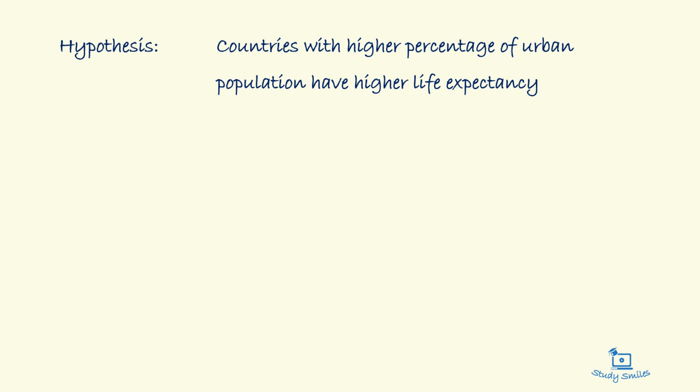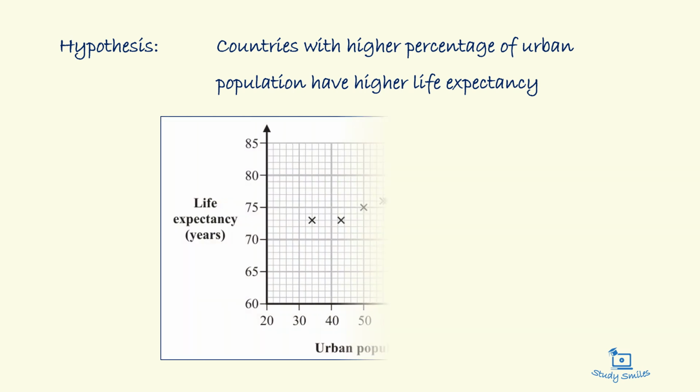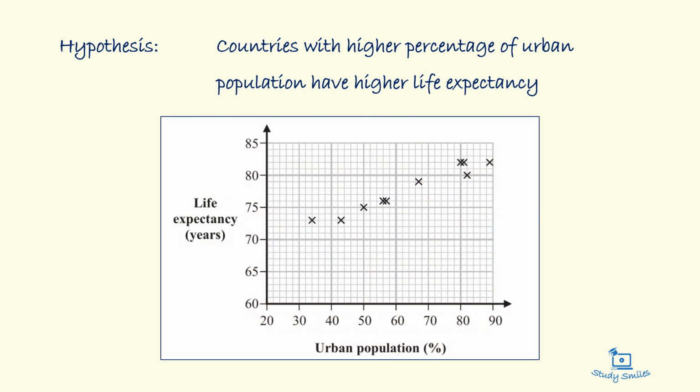So for this question, we need to look back at the hypothesis we wrote earlier: countries with higher percentage of urban population have higher life expectancy. And we also need to look at the scatter diagram. From the scatter diagram, we can see that as urban population increases, the life expectancy also increases. So yes, the scatter diagram does support our hypothesis.